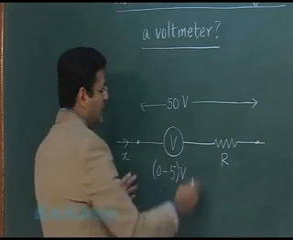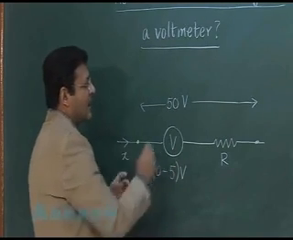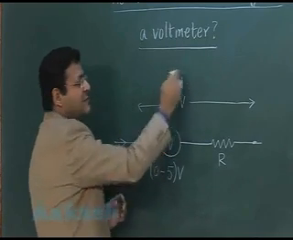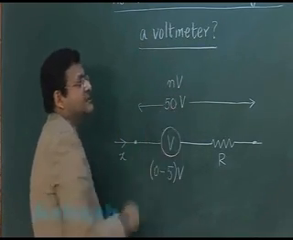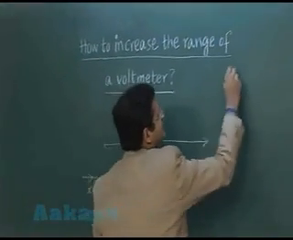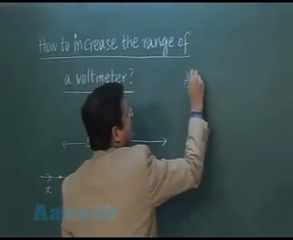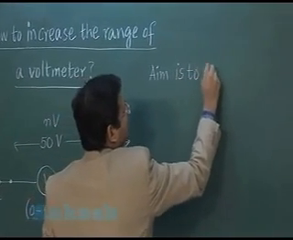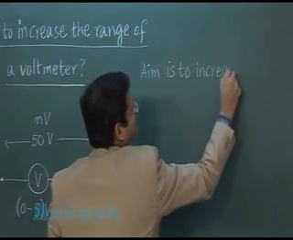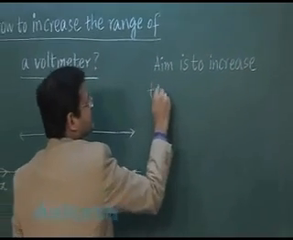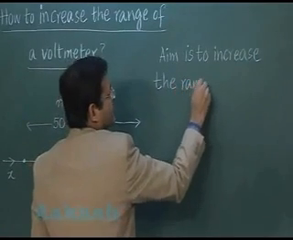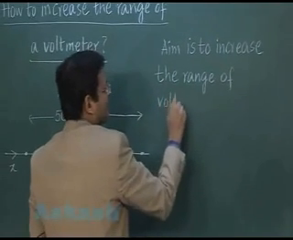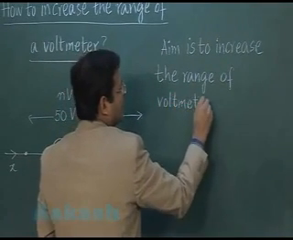You understand? Range of voltmeter is V, and you want to increase the range here n times V. Here n means 10 times. Let us suppose the aim is, let me write, aim is to increase the range of voltmeter n times.